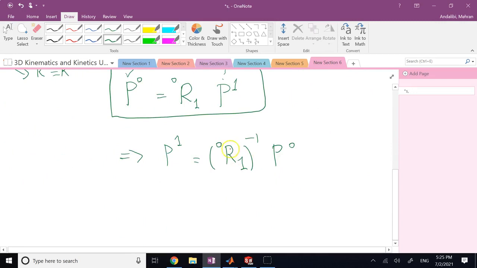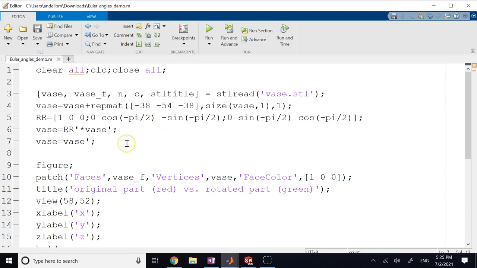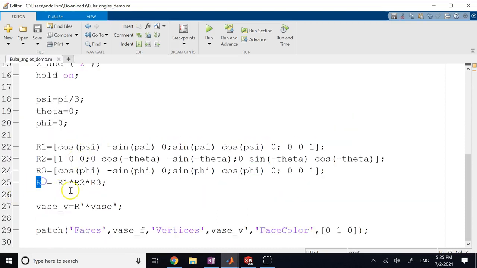So here, instead of applying the inverse of R to P, I can say what? I'm going to apply the transpose of this rotation matrix times P. And this is exactly what I have used in this MATLAB code. So here I have obtained the rotation matrix, and then I have applied the transpose of that to the coordinates in the old frame to get the coordinates in the new frame. What's with underscore V is the coordinate of the vertices of that STL file in the new frame. The one without underscore is the old frame.